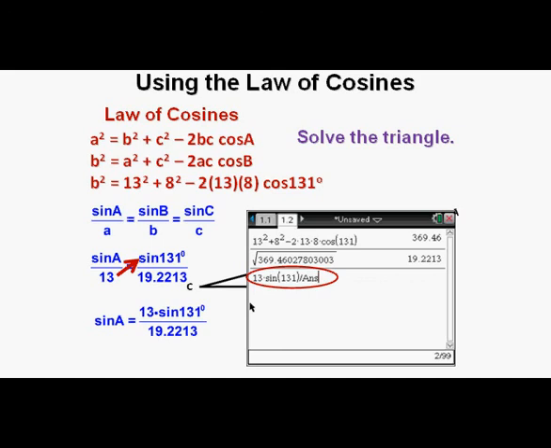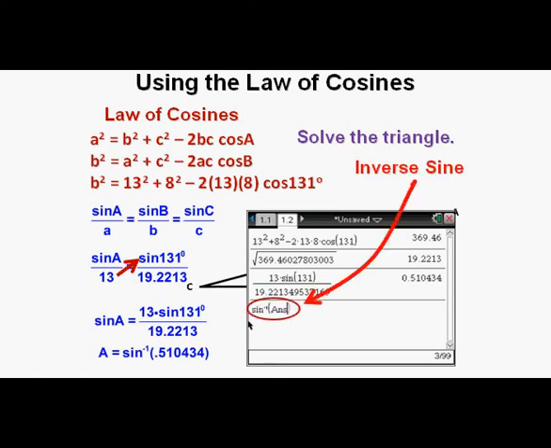The ANS is the last thing calculated, and it is the more exact stored answer for the length of little b, which will give us a more accurate answer than the 19.2213 that we wrote on the triangle drawing for length b. Press enter. Look at the stored number for 19.2213 taken out to 11 decimal places. Next, we solve for angle A by taking the arc sine or inverse sine of 0.510434. And here it is entered in the calculator, again using ANS to get the value for sine of the angle to get our answer as accurate as possible.